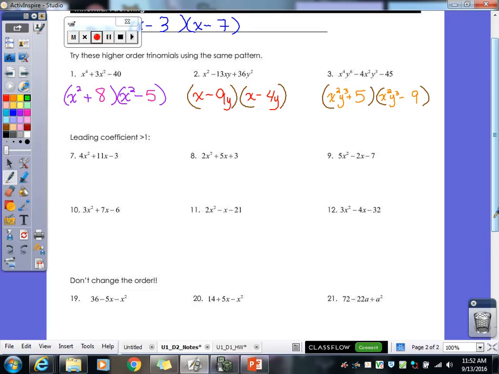Now it does get just a little trickier when your lead coefficient is not a 1. So when you have another number in front of your x squared, it does make your factoring a little trickier because you have more options at that point in time. So for the first one here, number 7, with the 4x squared, we could separate it into 4x and 1x, or give you 2x and 2x. Really, you got to pick one and try it. If it doesn't work, then you go back and try the other one.